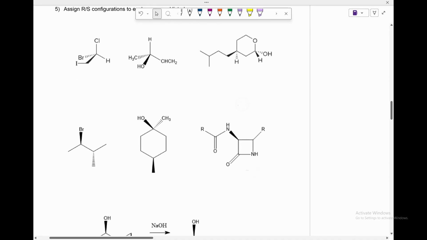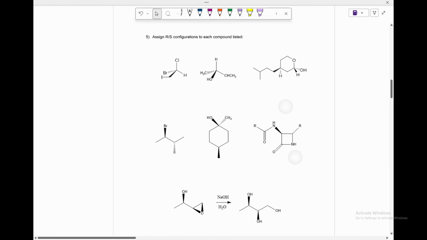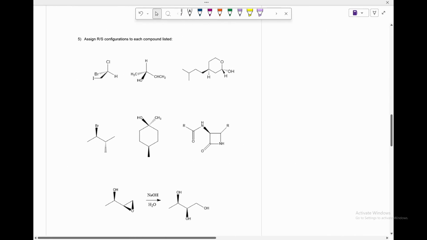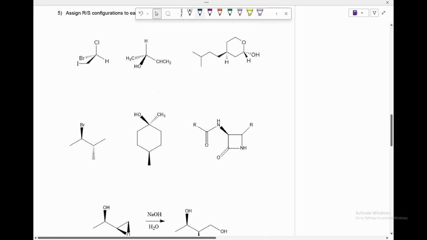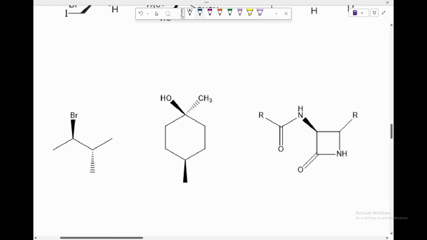Anyway, I will not do any of these except for this one. I'll do this one because this one's a bit tricky, right? Okay, so let's look at whether there are any stereogenic centers. Well, this one looks like it has four different things around it, right? So let's try to assign it.